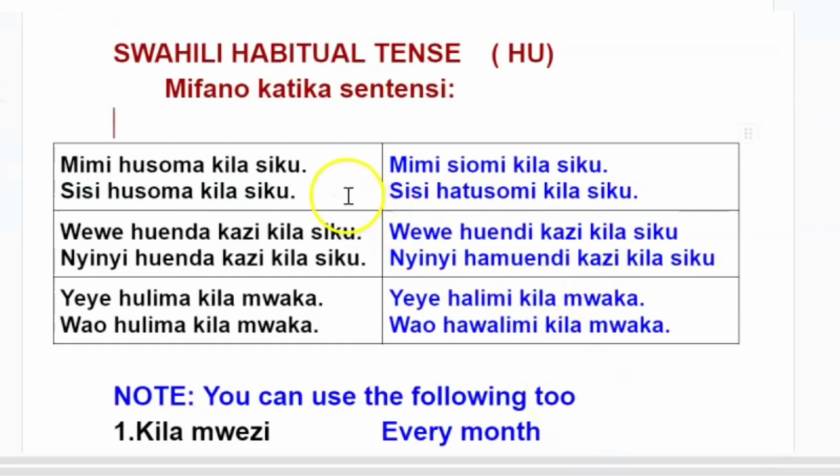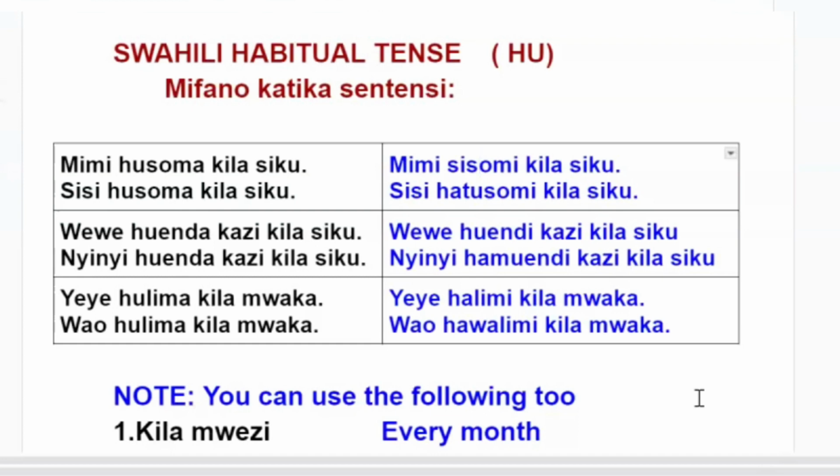So I have also done the negative of the same sentences on the other side. So if I want to say, I don't read every day, I don't usually read every day, this is how I'll say it. Mimi sisomi kila siku. I don't read, or I don't usually read every day. Sisi hatusomi kila siku. We don't read every day.